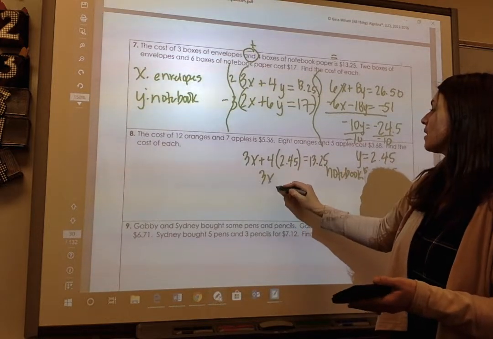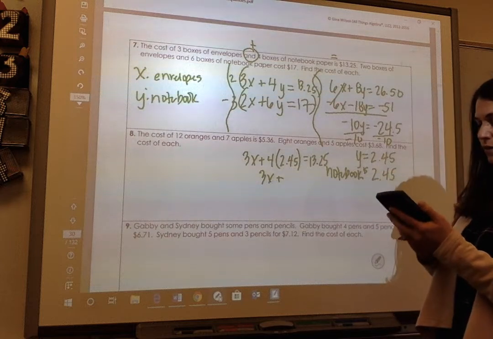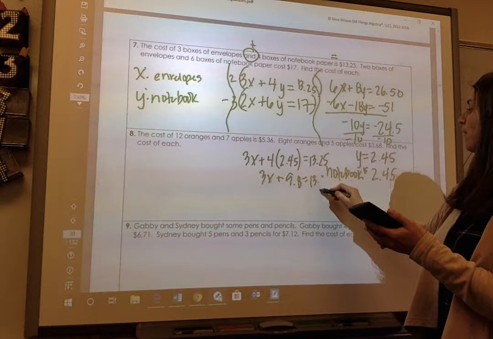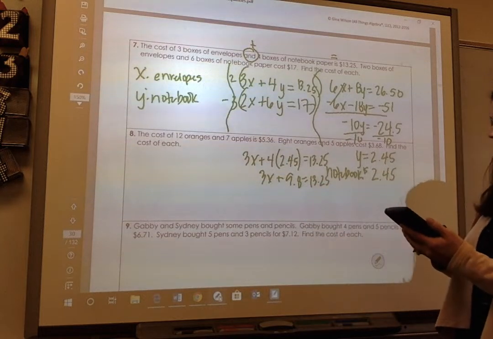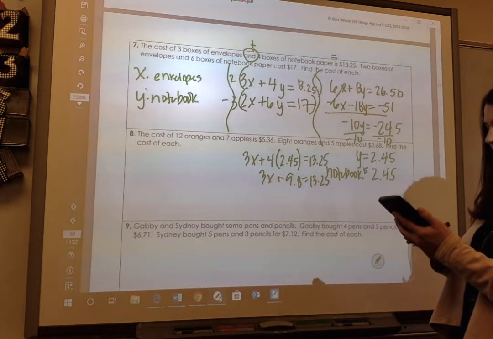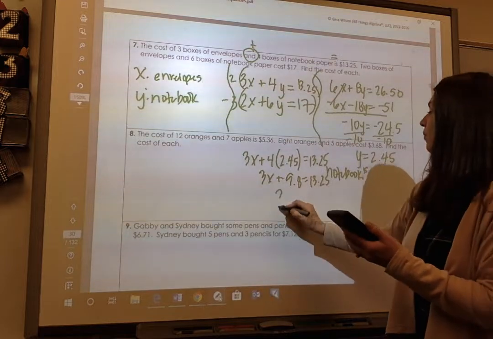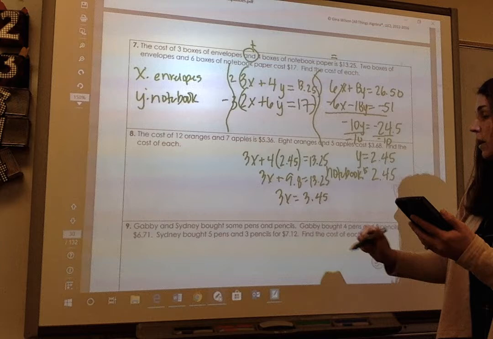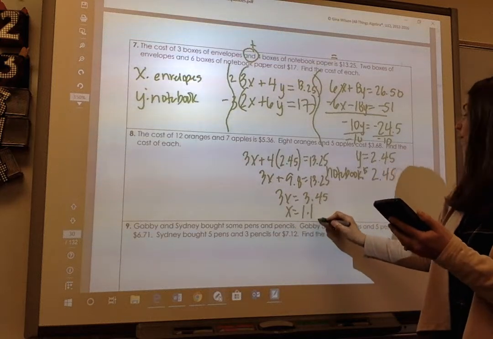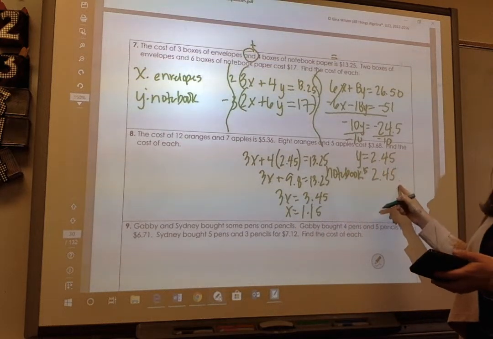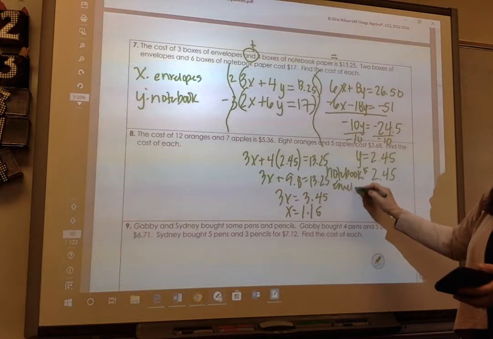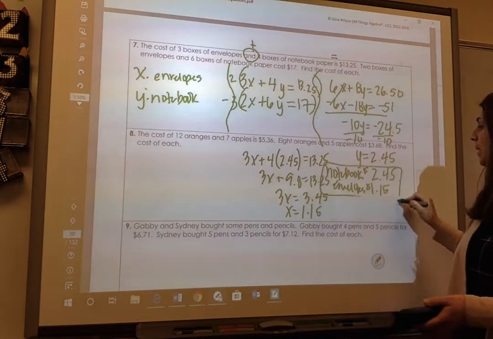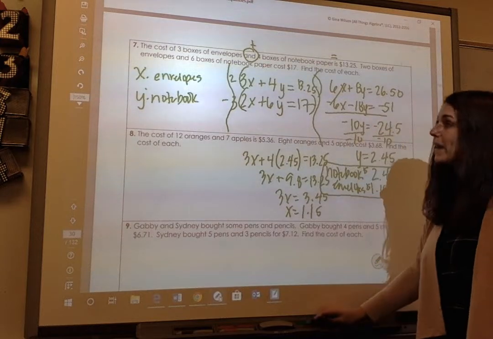I get 3x plus 245 times 4, 980 equals 1325. Subtract both sides by 980. And I get 3x equals $3.45. And then when I divide by 3, I get x equals $1.15. So notebook paper's $2.45. Envelopes are $1.15. That would be in that right side.